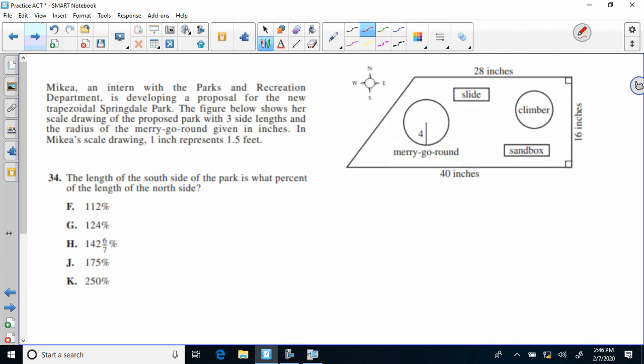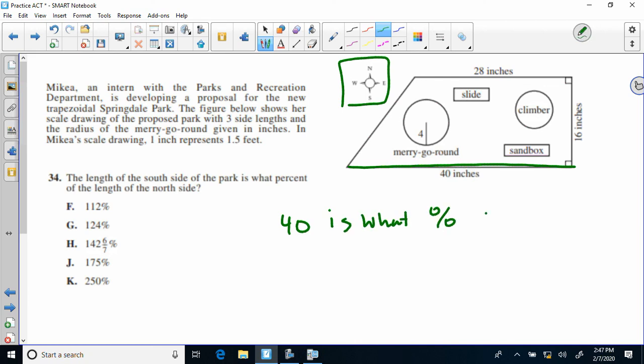Okay, number 34. Again, exact same problem. It says the length of the south side of the park is what percent of the length of the north side. And they were very kind to you, and they drew you a compass. Hopefully you can see that. So you would know which direction was north and which direction was south. So the length of the south side of the park is 40. And so if we wrote it, it says 40 is what percent of the north side? And the north side is the one on the top, which is 28.